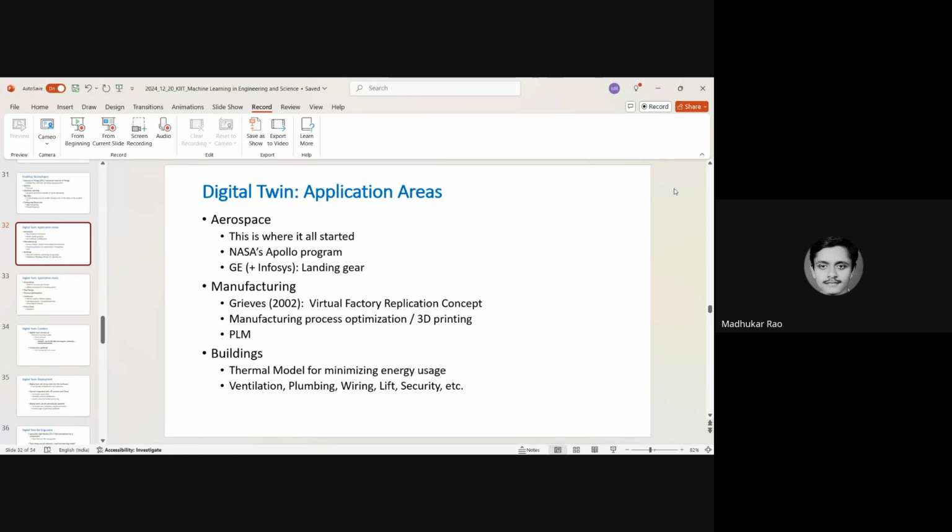Then digital twins are there for buildings. We ourselves have done some work using point clouds, building digital twins for buildings after they are scanned with the point cloud. So one of the uses for buildings is to know the as-is dimensions or as-is condition of the building. Then other uses can be for ventilation, plumbing, wiring, thermal models, and so on and so forth.